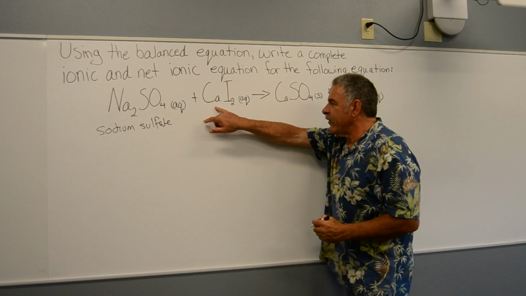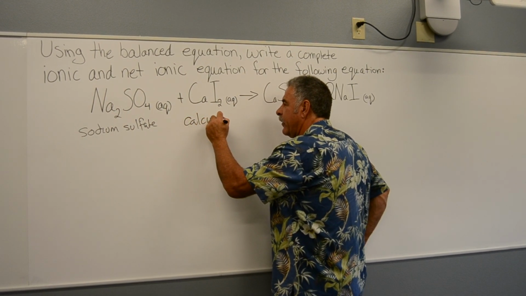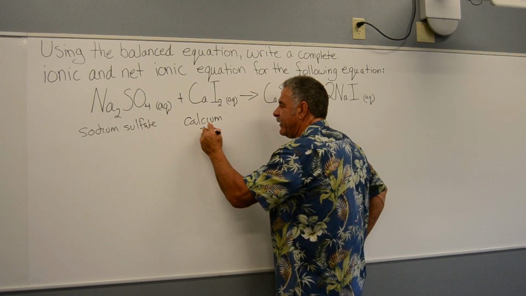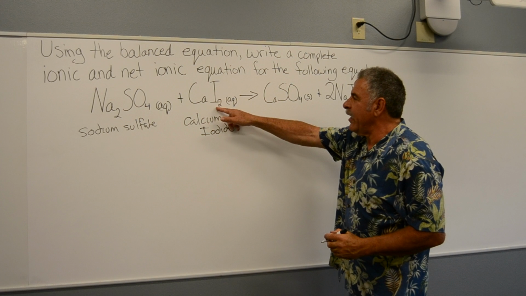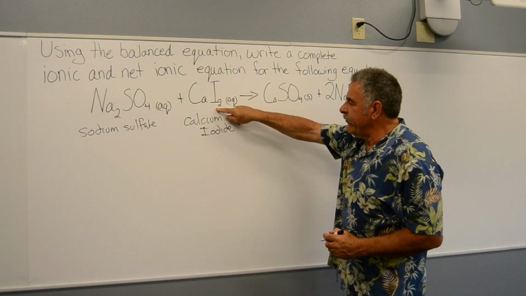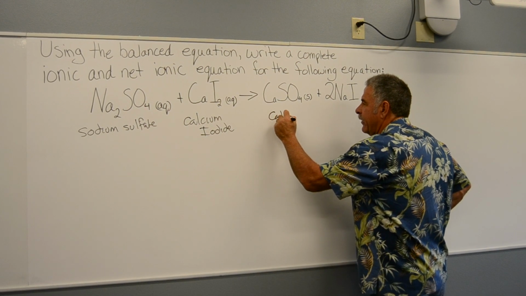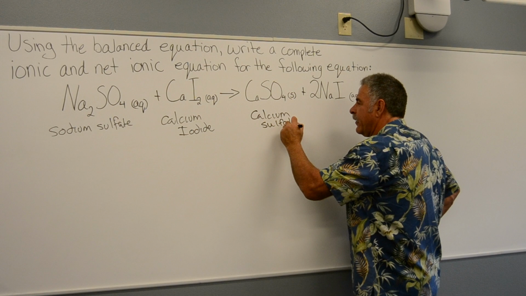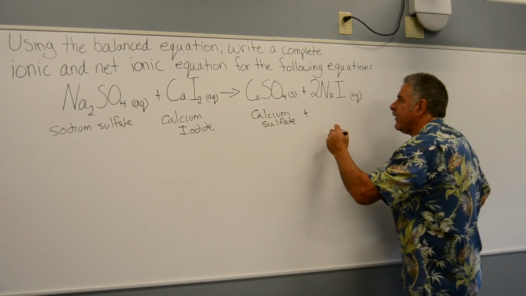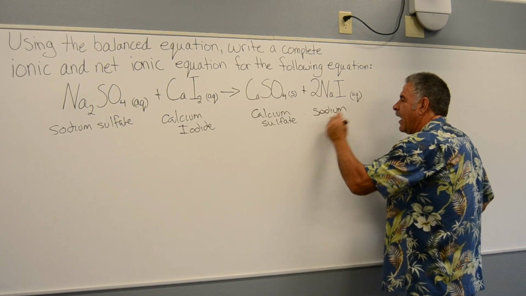plus the name of the metal, calcium iodide. Remember, you change the name of the non-metal to I, and then forms calcium sulfate plus sodium iodide.